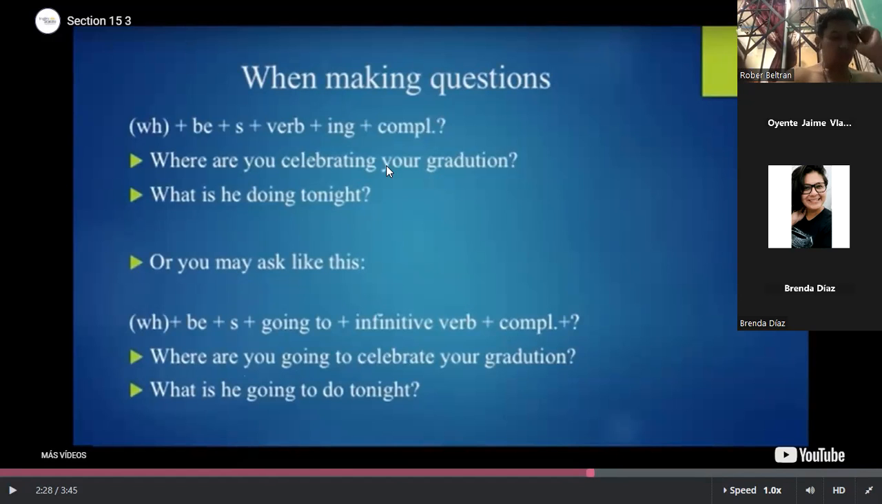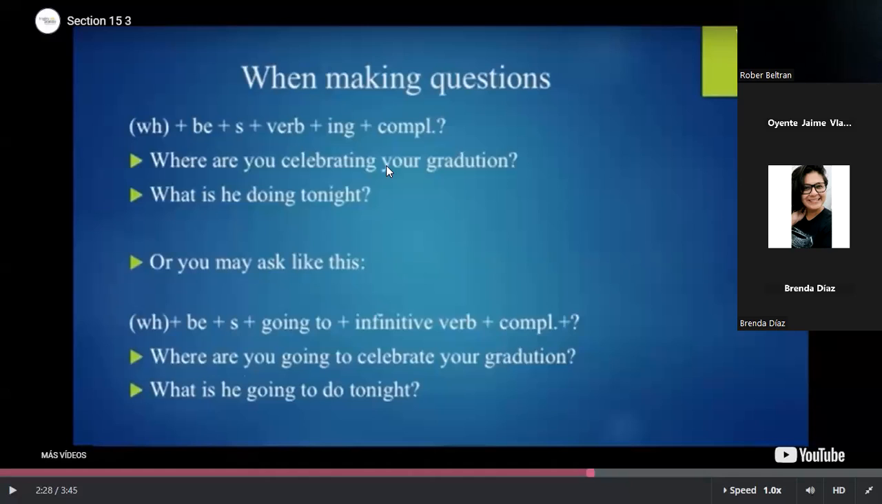Or you may ask like this: where are you going to celebrate your graduation, and what is he going to do tonight? So the two choices we have are present continuous and future be going to. So I'll give you 2 minutes, maybe write one example of each of the two tenses.